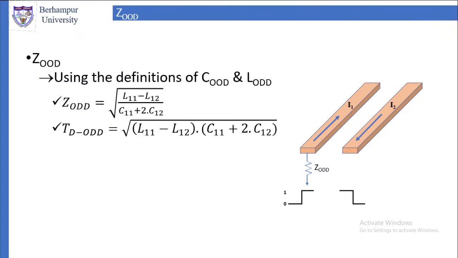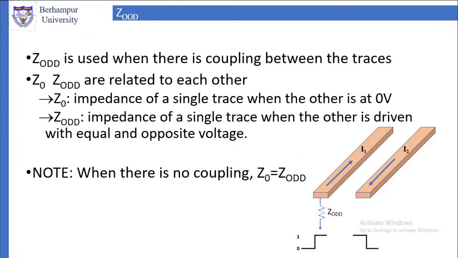Z odd, using the definition of C odd and L odd, is equal to root over of L odd by C odd. L odd is equal to L11 minus L12. C odd we have found out: C11 plus 2 times C12. So that will be the Z odd. Similarly, TD odd is root over of L odd into C odd, like the propagation delay. So that is TD odd, that you can find out. So Z odd will be used when there is coupling between the traces.